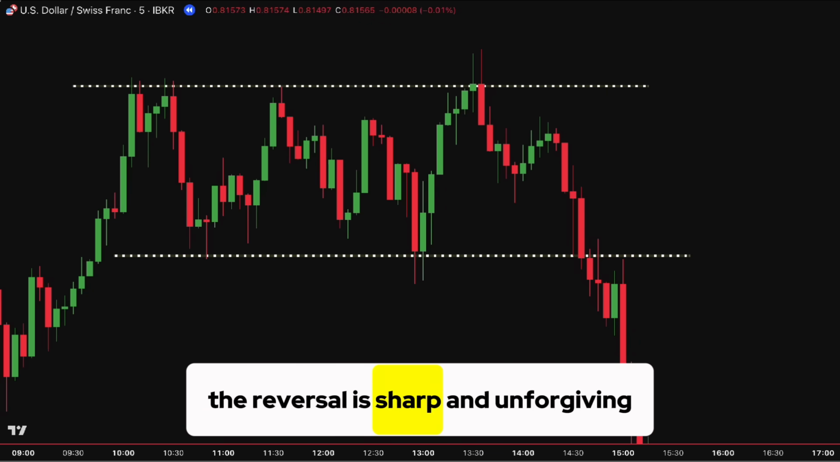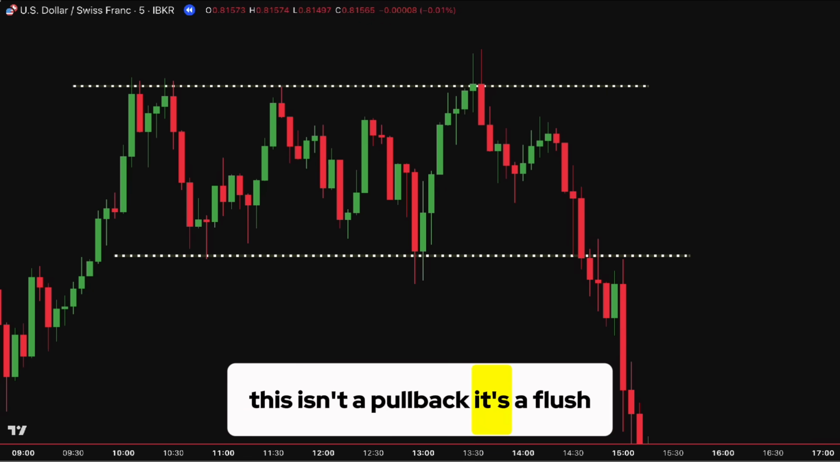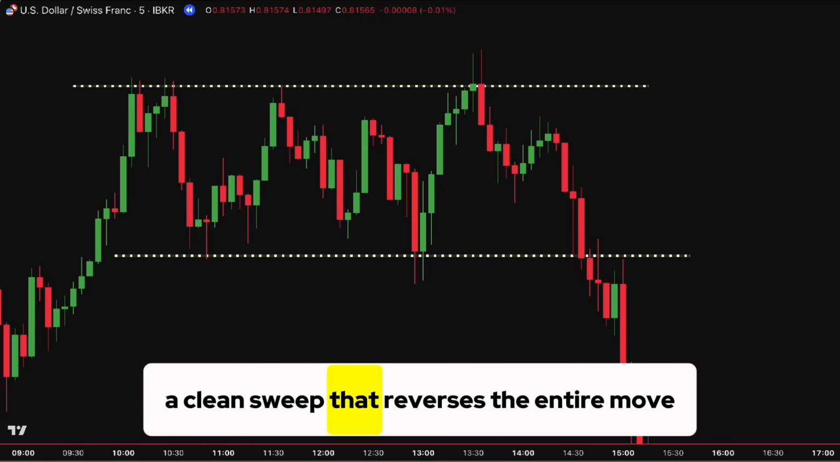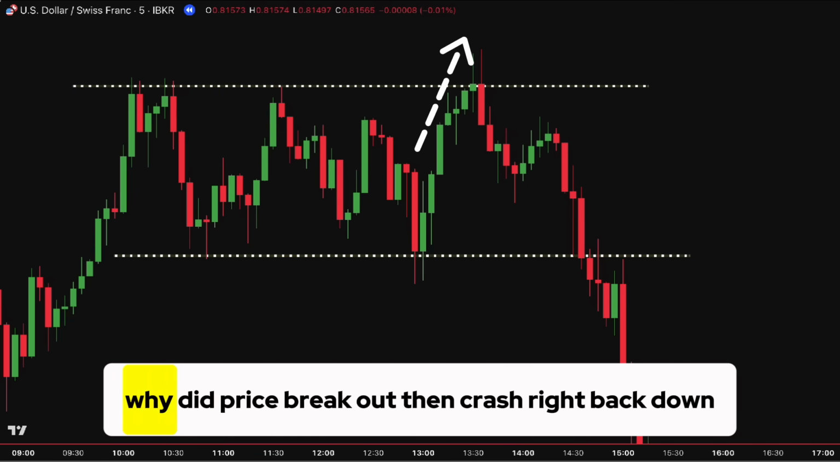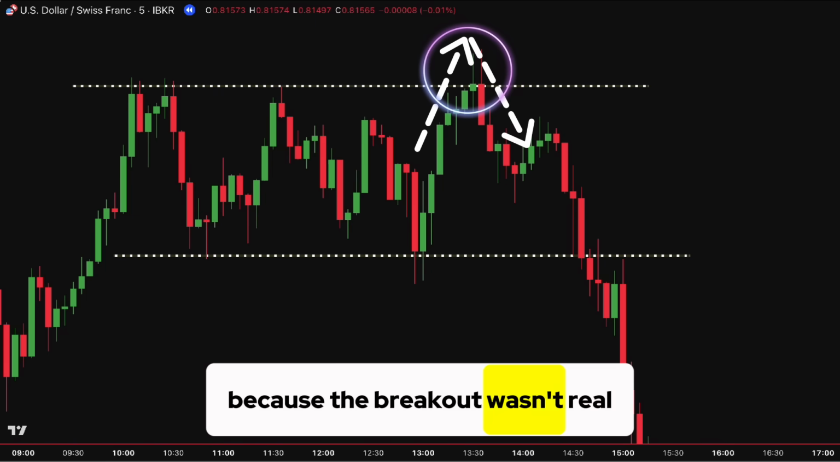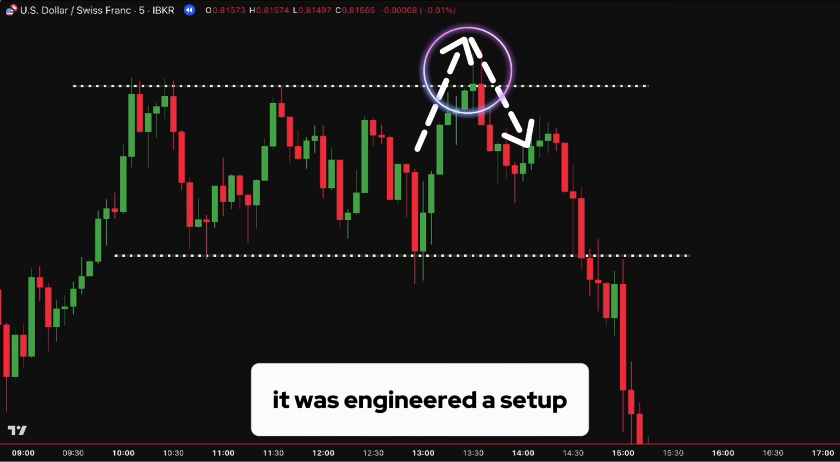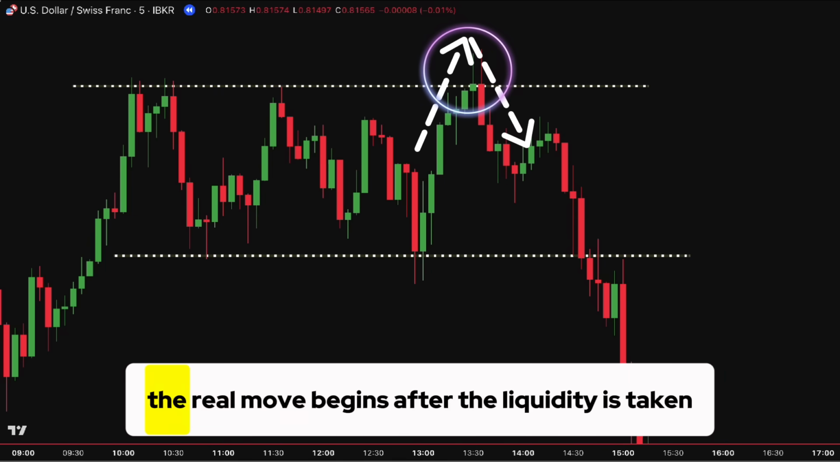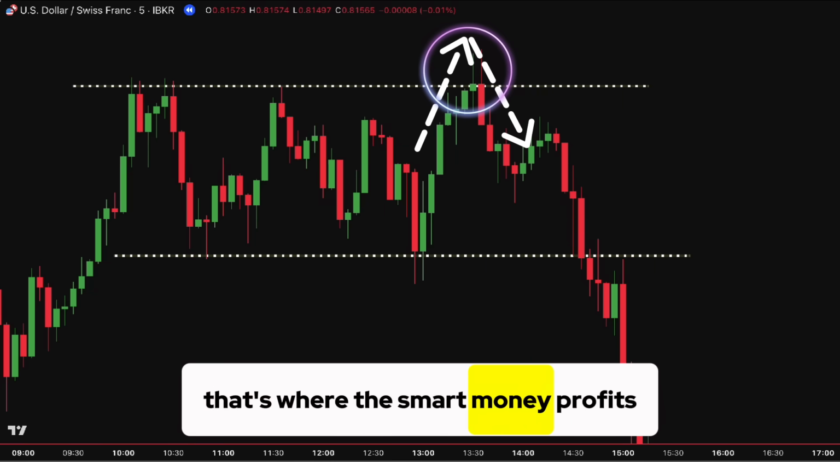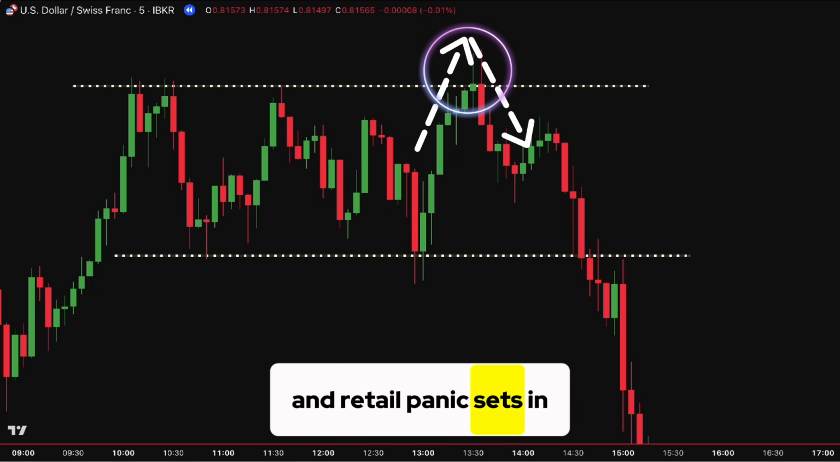The reversal is sharp and unforgiving. This isn't a pullback, it's a flush. A clean sweep that reverses the entire move. Retail traders are left stunned. Why did price break out, then crash right back down? Because the breakout wasn't real, it was engineered. A setup to trigger retail orders and feed smart money's position. The real move begins after the liquidity is taken. That's where the smart money profits, and retail panic sets in.